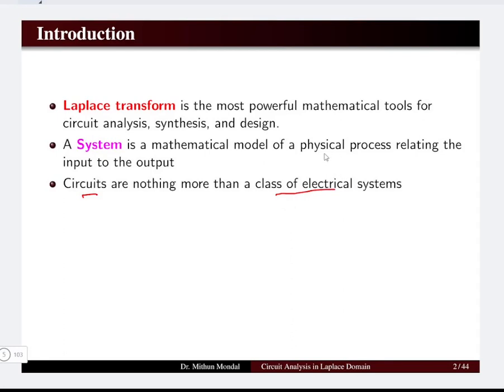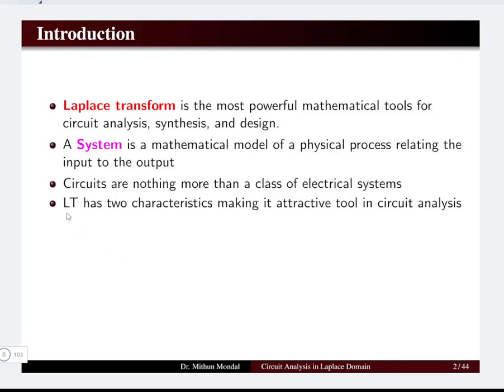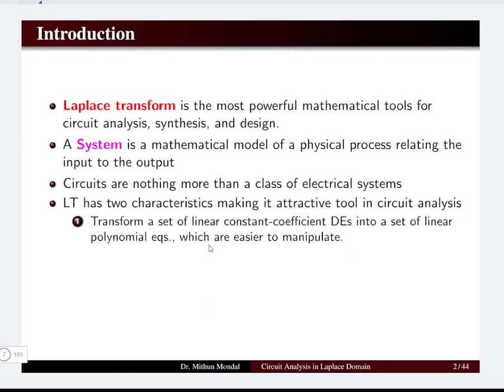Because the physical process may be a combination of too many factors, the combination of class of systems leads to the formation of the circuits. The Laplace transform, we have already seen in the previous lecture, has two important characteristics which make it an attractive tool for circuit analysis. These characteristics are: the transform can convert a set of linear constant coefficient differential equations into a set of linear polynomial equations which is easier to manipulate.